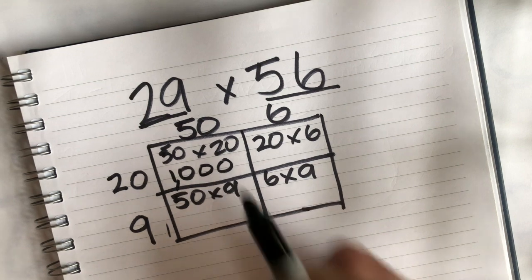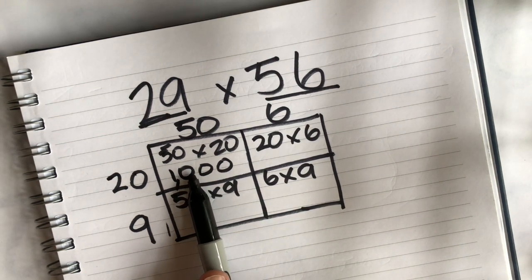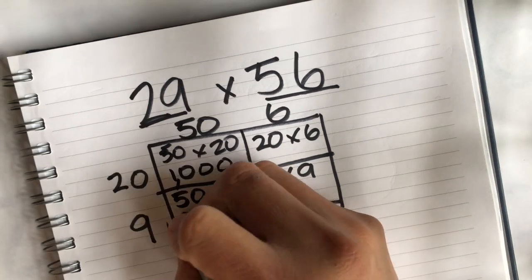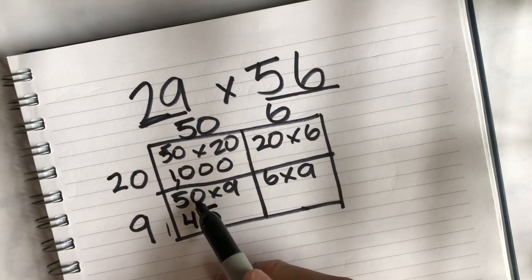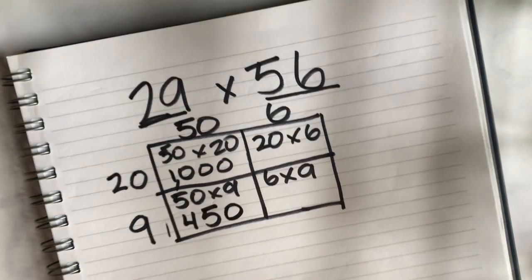The next one down below, I'm going to do that same strategy of erasing one of the zeros here. So I'm going to block that out, and I'm left with 5 times 9. 5 times 9 gives me 45. And I'm going to bring back this 0 here to get 450.